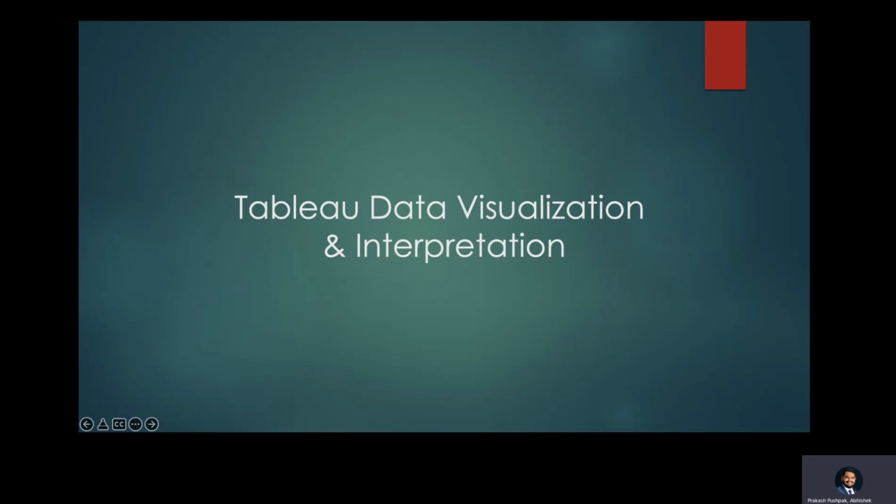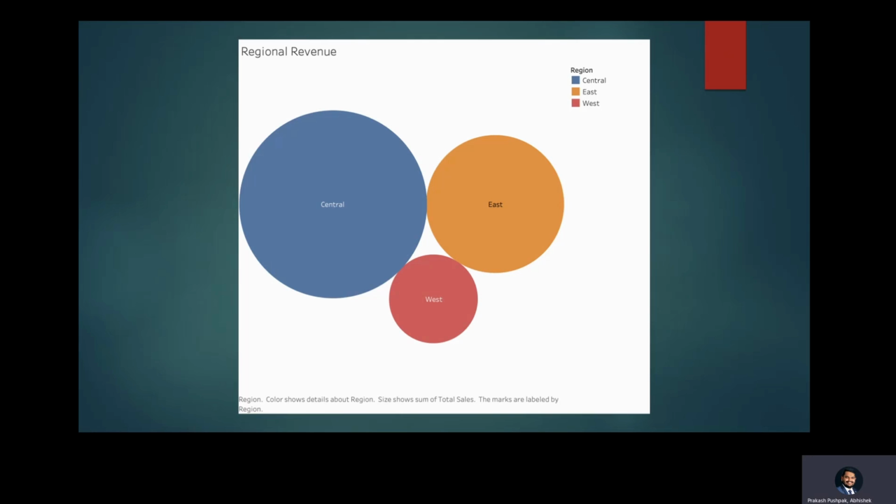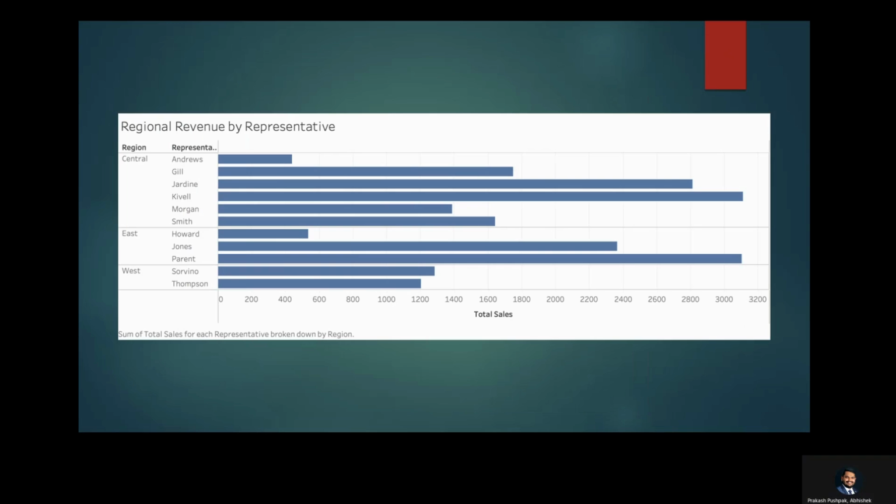So now we'll be looking at Tableau data representation and visualization about the regional sales by the representatives and items. So here we can see there are three regions where the office supplies were being sold. The central region has the highest sales, highest revenue by quantum, and the west has the lowest.